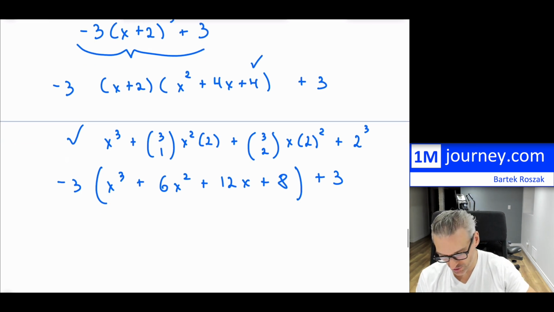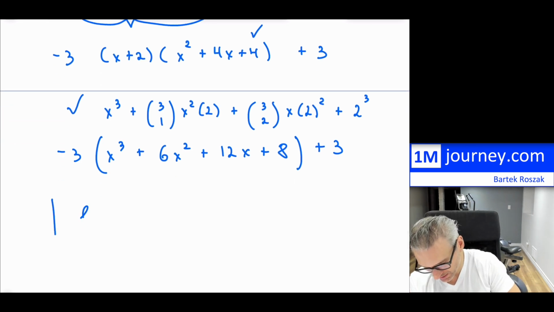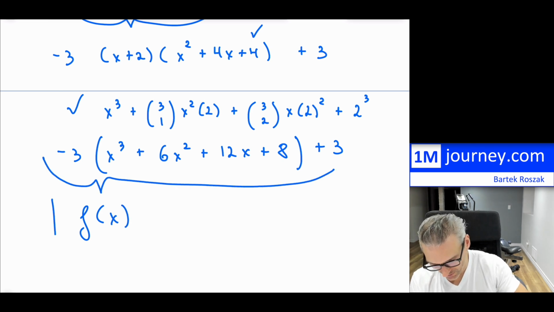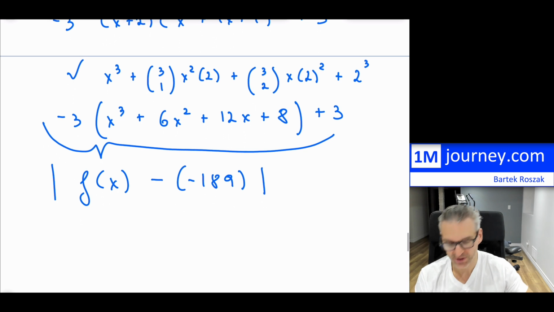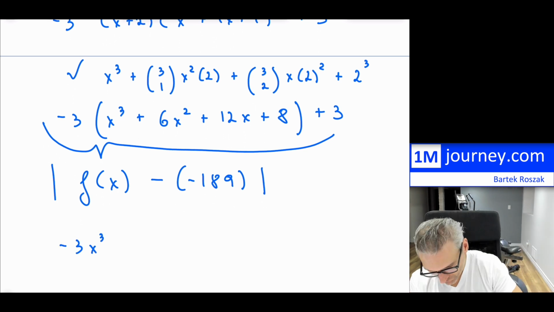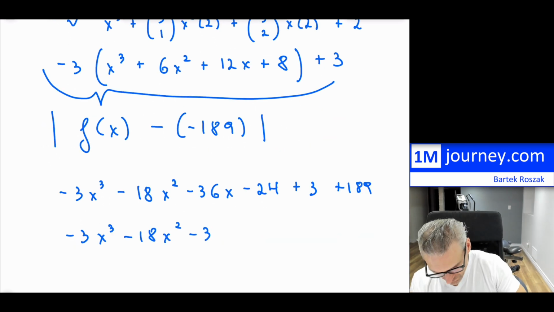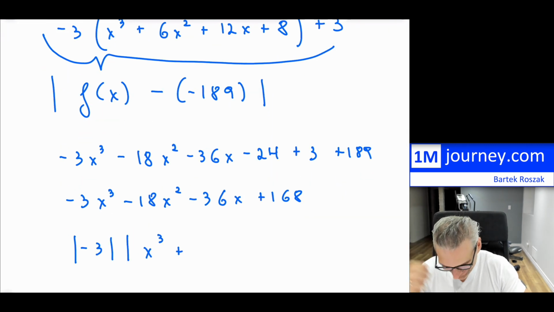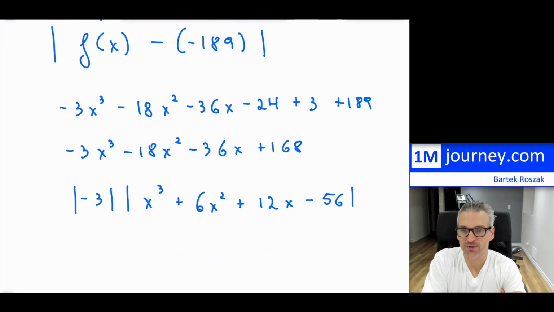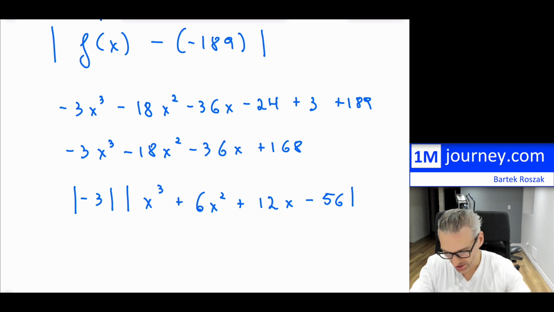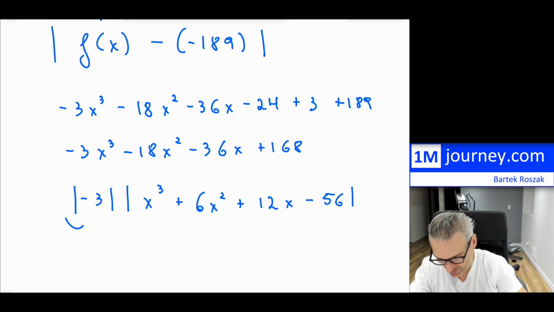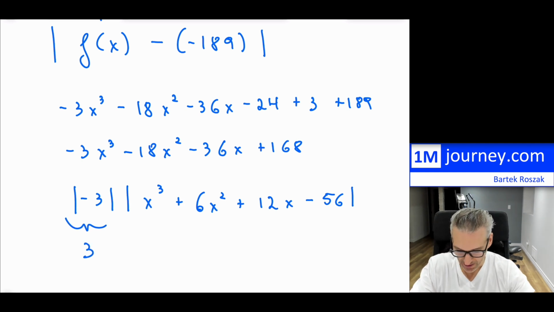Then I am going to take this, meaning this is what I'm going to do. This is my f of x, right? So this is all of that minus 189, which is my limit. So let me just expand the whole thing out. All right, so here you go. That's how it would look. So we have all of this. I took out the -3, so this really will just be 3, the absolute value.